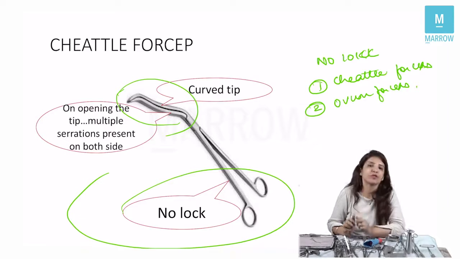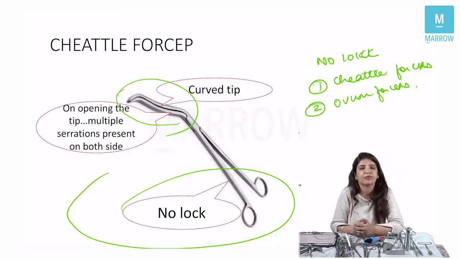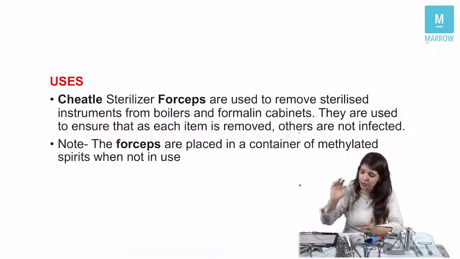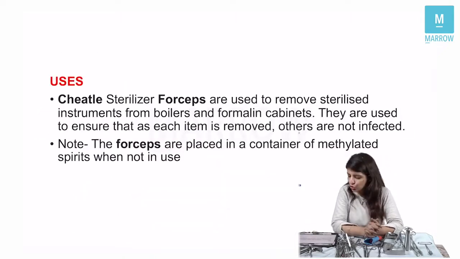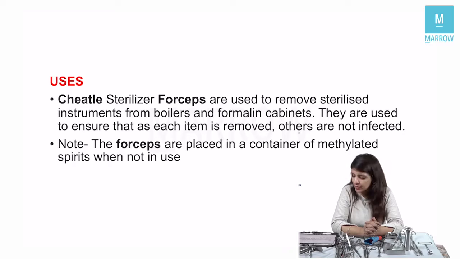Right? The only 2 forceps which you use in OBS which don't have a lock are these, and it's very easy to differentiate Chittel's forceps from a spoon-shaped ovum forceps, right? What is Chittel's forceps used for? It is used to remove sterilized instruments from the boilers and formalin cabinets. They are used to ensure that as each item is removed, others are not infected. Now, this Chittel's forceps should be contained in a container of methylated spirit when it is not in use, right?